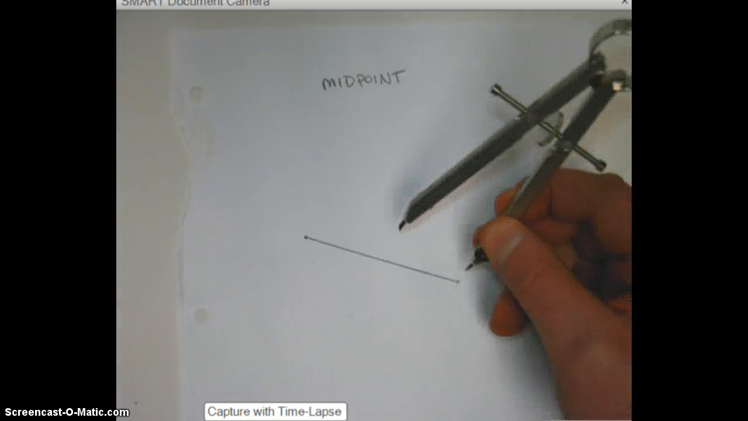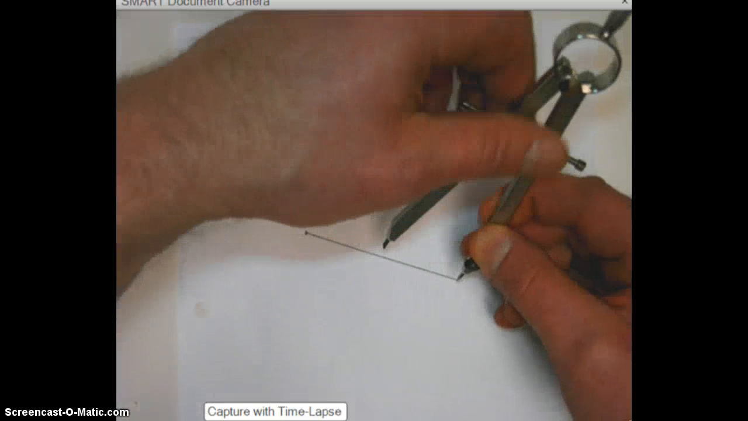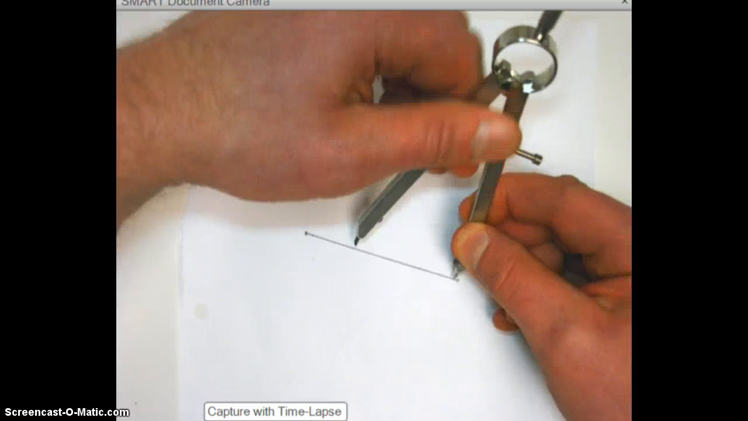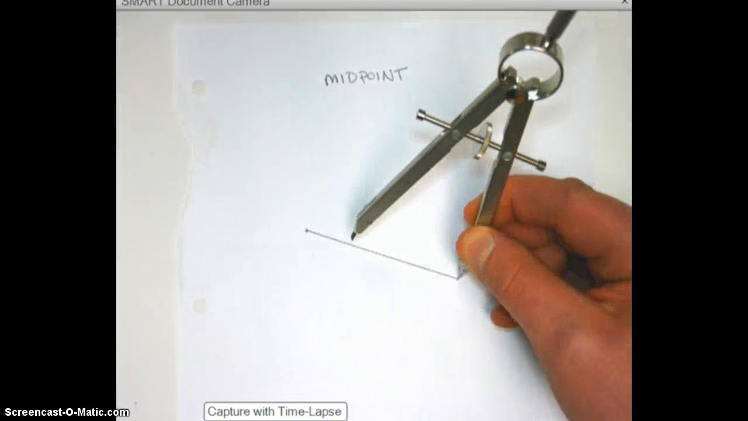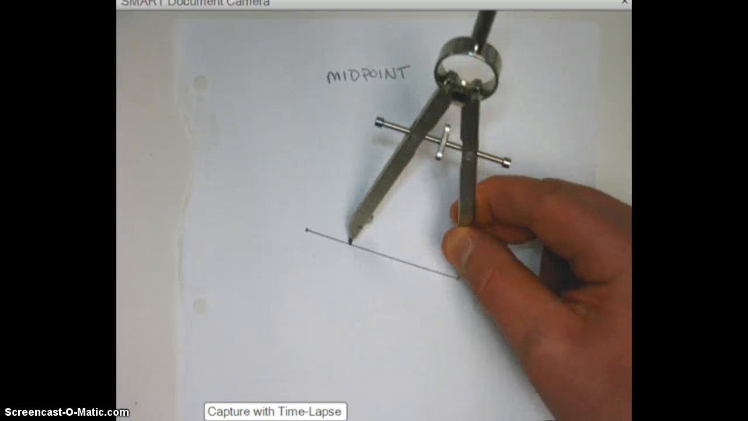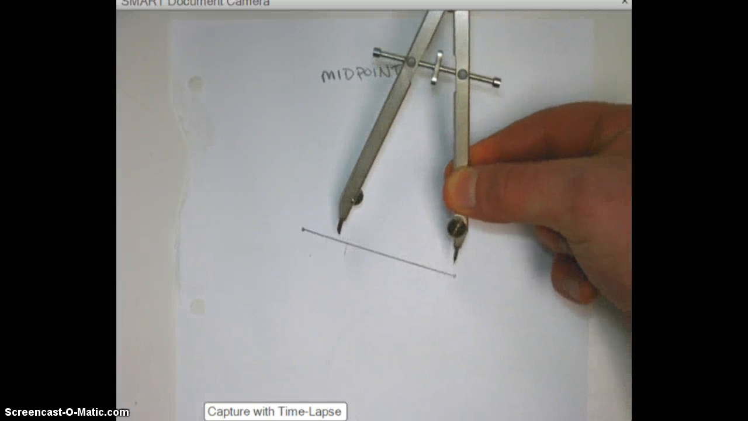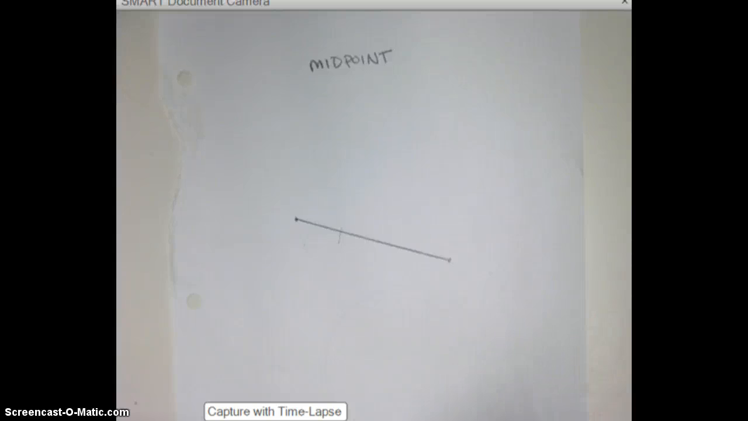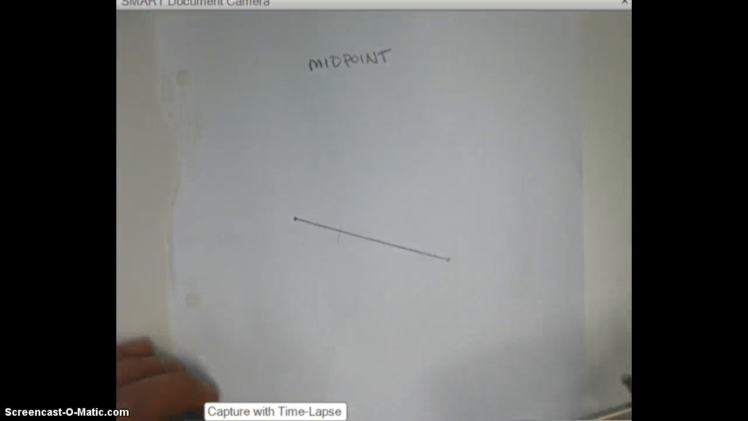The next thing that you want to do is spin your compass dial until the compass becomes significantly longer than half of the distance of your segment. So you can see my compass right now is about 3/4 of the distance. As long as you're well over the halfway mark, you should be okay.